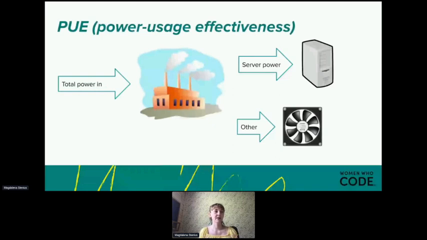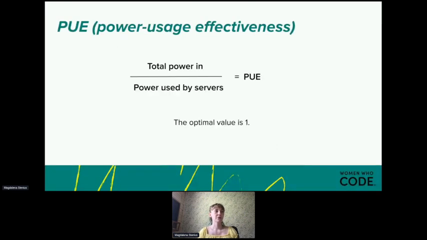PUE is basically a word for measuring how much of the total power going into the data center is being used to power the servers. So the PUE comes from the total power in divided by the power used by the servers. And the optimal value in this case is 1, because we would like to have a data center where all the power that is going into the data center is going directly into the servers. That would be very efficient.